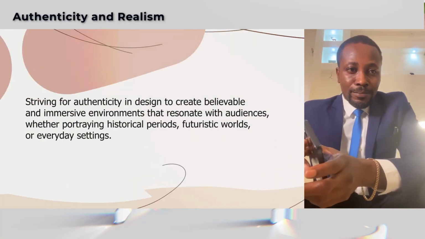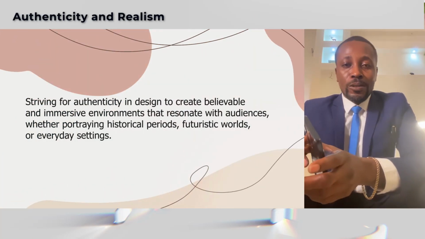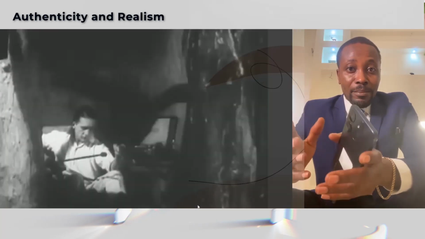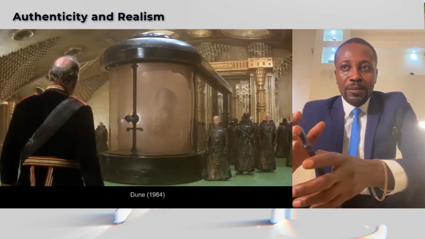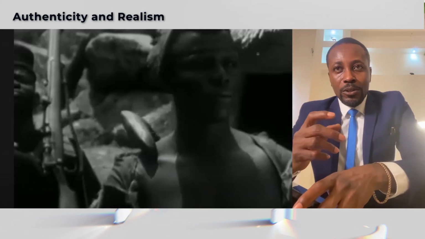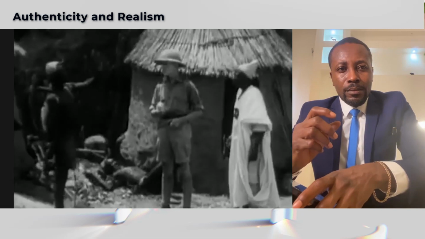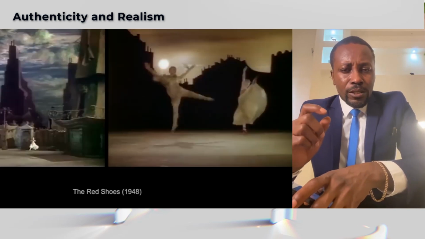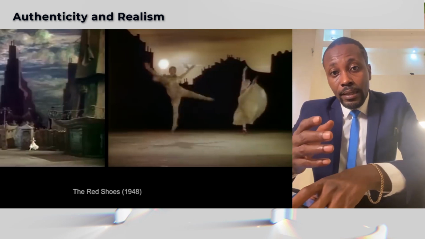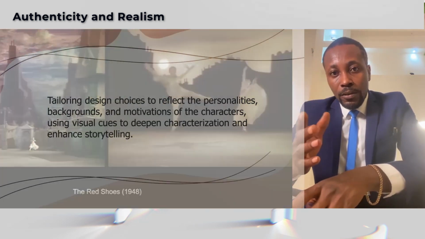Authenticity and realism. It is of most importance that the production design communicates the era or the time. If it's a futuristic film, if it is a film made in the 1980s, it is important that the production design, with colors and the proper research, is being done to make sure that you convey realistically the time in which this film is set.